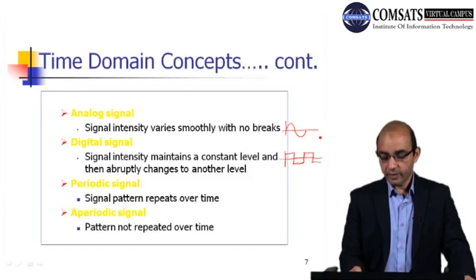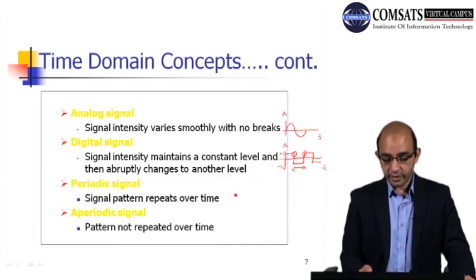So again we have the time axis, and here we have the amplitude axis, right? There is an abrupt change from plus to negative at this point, and there is another abrupt change. You can see that this signal maintains its level, either minus or plus, right? This is +5 volt and this is -5 volt for a certain amount of time. So this is a digital signal, right?